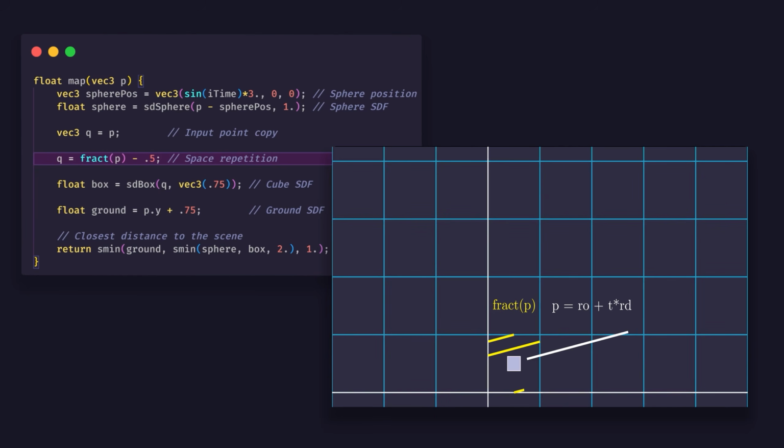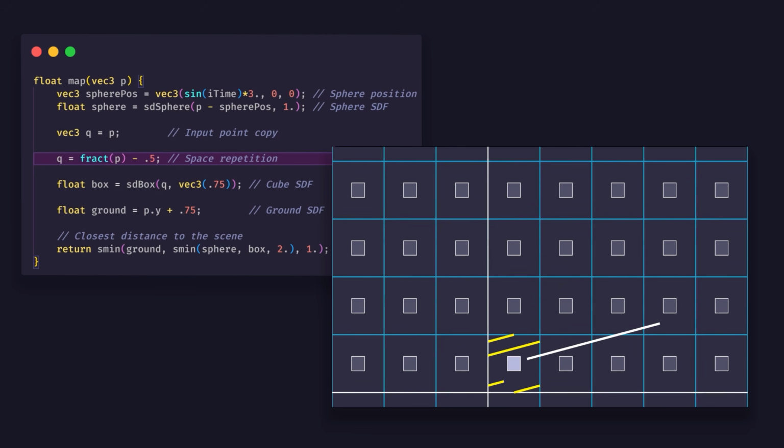While the original ray remains unaffected by this transformation, the input to the SDF is always constrained within the unit cell at the origin. From the ray's perspective, this makes the scene appear to contain an infinite number of cubes, each one unit apart from the other.